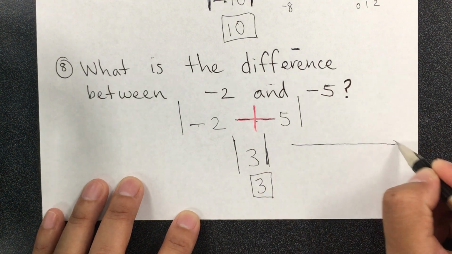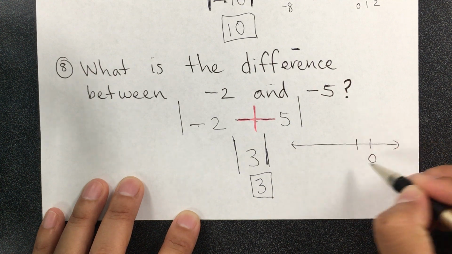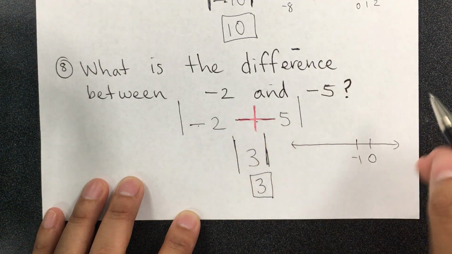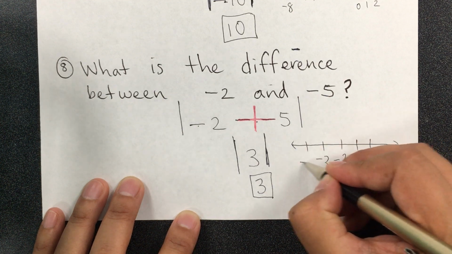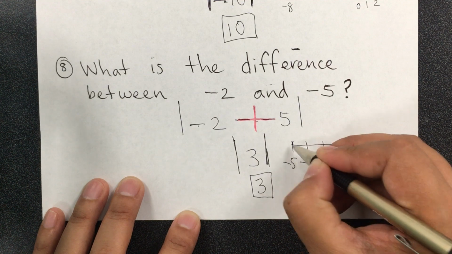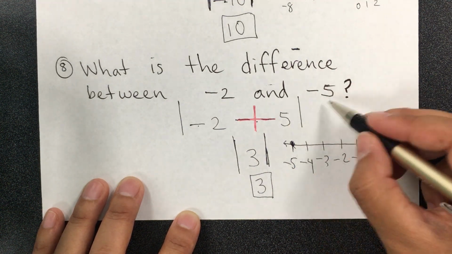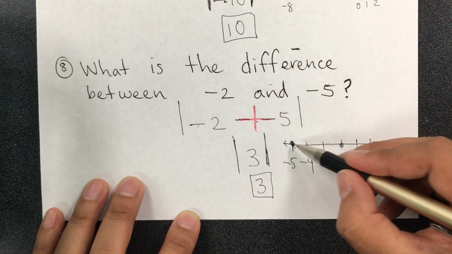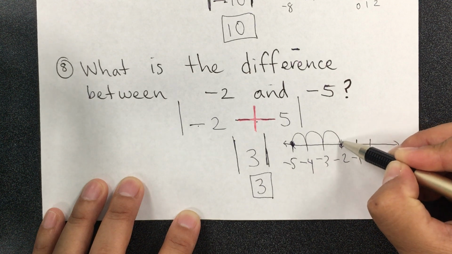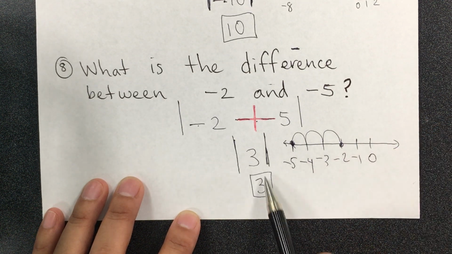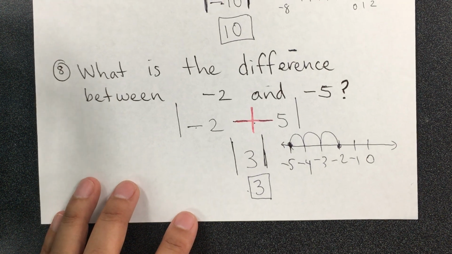Now, if you draw the number line, it's going to make more sense. So we have the -2 and -5, -1, -2, -3, -4, -5. So -5 is right here. -2, how many spaces away? 1, 2, 3. 3 spaces. That's what we got. I hope this was fun.